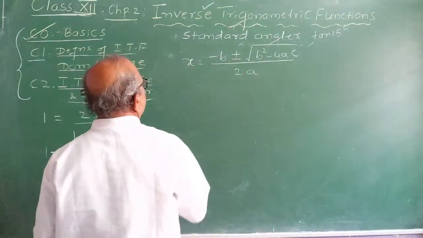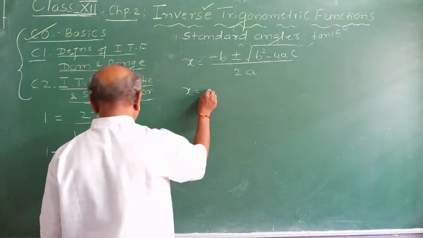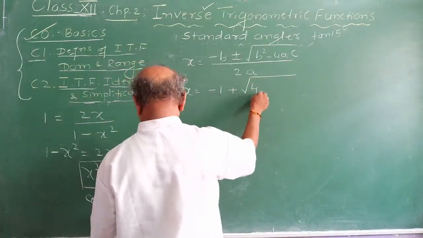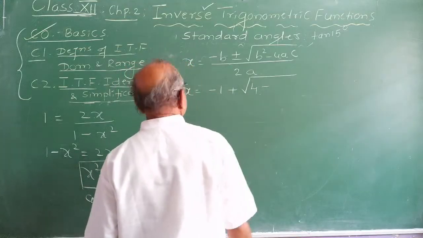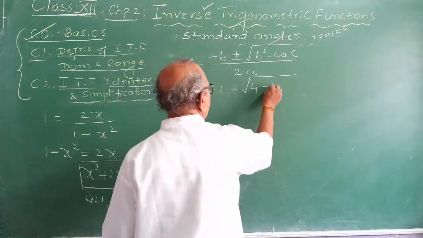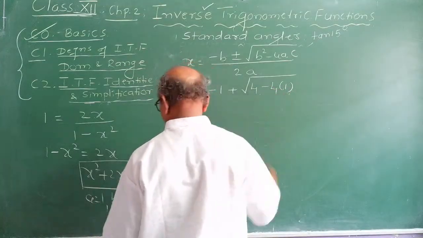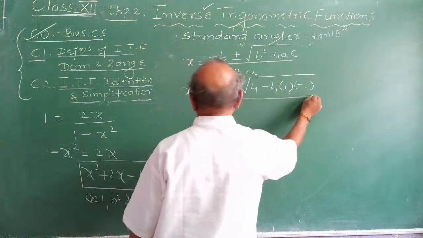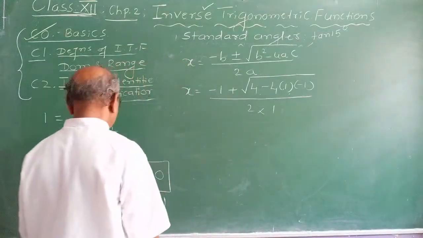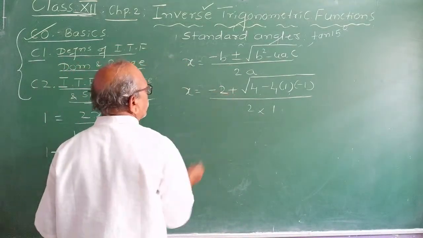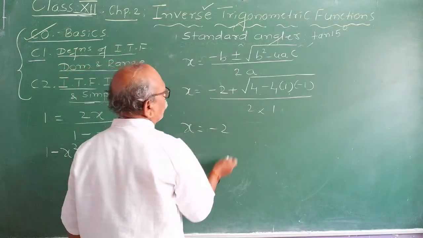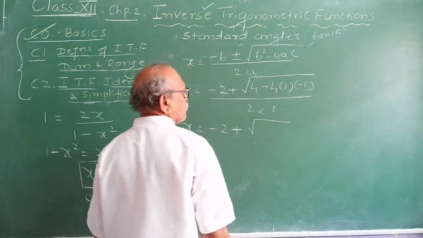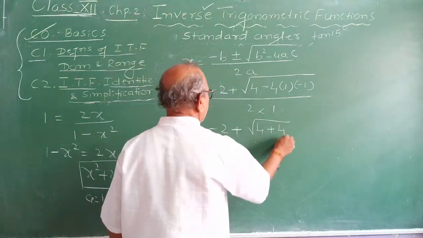Substitute the values. Take only positive values, as in the first quadrant you cannot get negative values. Minus b, you are getting minus 2 plus root of b square, which is 4, minus 4ac, where A is 1 and C is minus 1, upon 2 times A. So you will get x is equal to minus 2 plus root of, minus into minus is plus, 4 plus 4 upon 2.